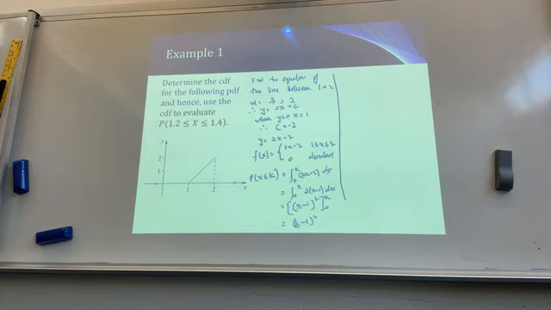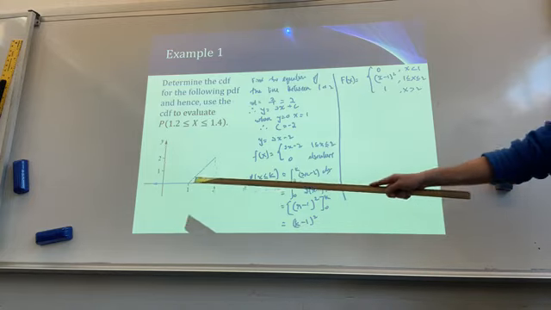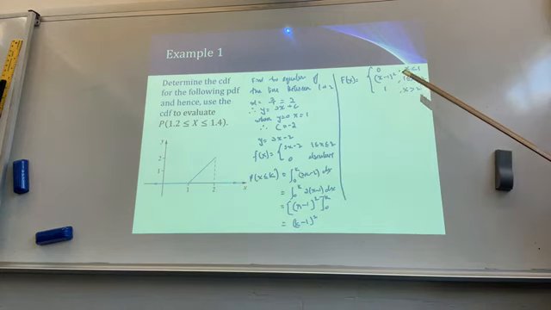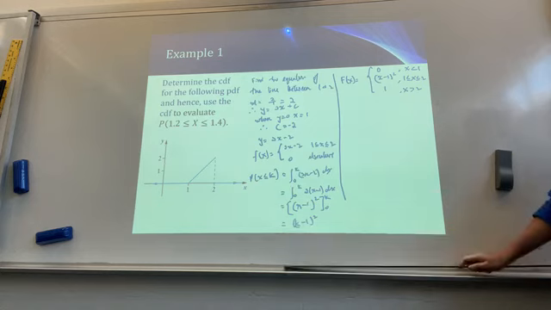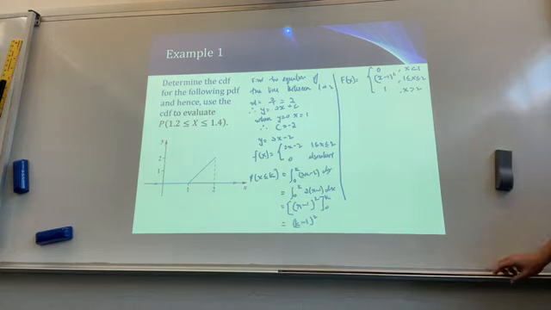Alright? Once you have done that, you could write down your CDF, capital F(x). So capital F(x), anything less than 1 is 0. Anything greater than 2 is 1. So between 1 and 2 it is (x minus 1) squared. Yep. Alright? Anything between 1 and 2 is (x minus 1) squared.